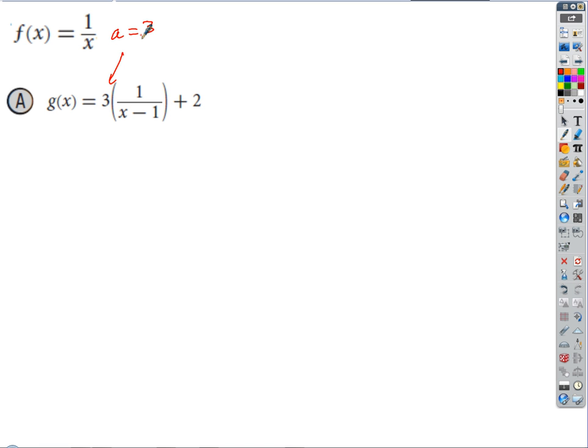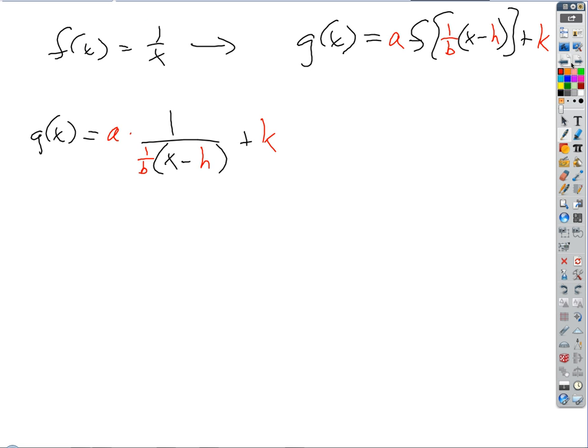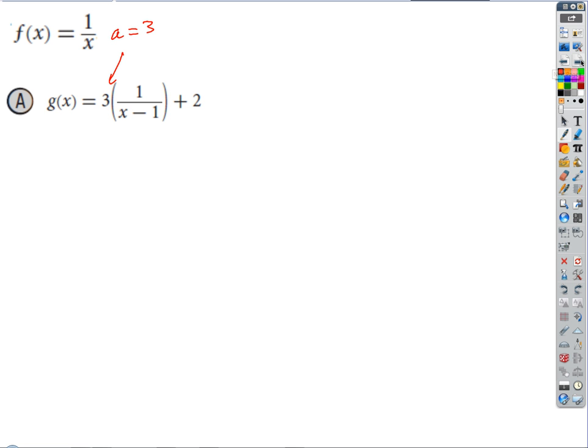How about H and K? Tyler, what's H? It's the number that's being subtracted from x. So what is it? 1. There you go. Good. So H is 1 and K is 2. Good. So this is really easy to do then. This tells us that the coordinates of the special point, H, K, are 1, 2, and A is 3, right?